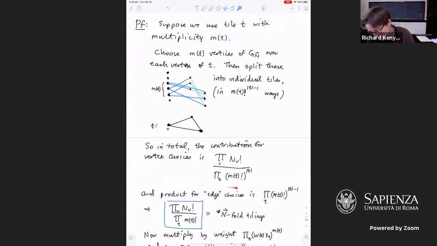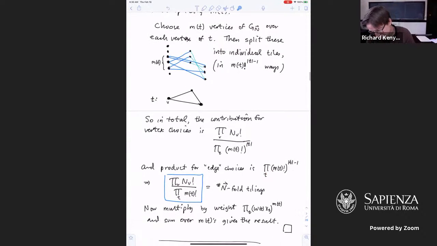And when you multiply all those choices together, you find that the contribution for the vertex choices is just a product of binomial coefficients, multinomial coefficients, which uses the nv factorials and then the other factorials in the denominator. And then you have to do the edge identifications, and there's a certain number of those. When you multiply those together, there's some cancellation, and you get this very simple product of the factorials of the vertex multiplicities divided by the product of the factorials of the tile multiplicities. So that's the number of n-fold tilings when you use the multiplicities M sub T.